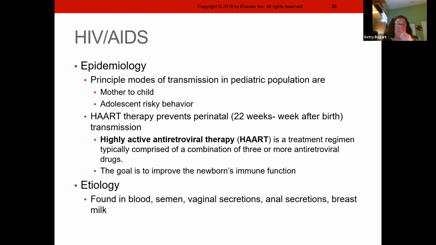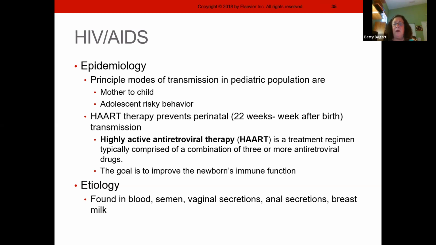Now, one of the immune conditions is HIV/AIDS, and you're thinking, well, pediatrics. Well, remember, children are born with HIV, right? It's from the parents. So what they're doing today is this HAART therapy, highly active antiretroviral therapy. They start perinatally, at about 22 weeks of gestation, and they continue that up and do that after birth. Now, when the infant is born, they're going to be put on these antiviral therapies immediately.